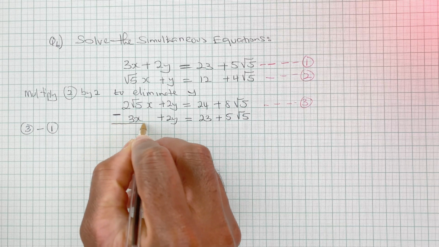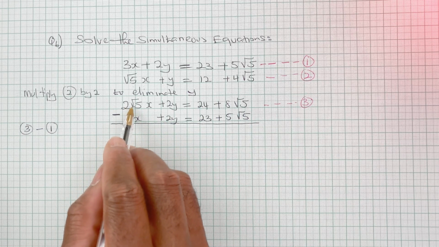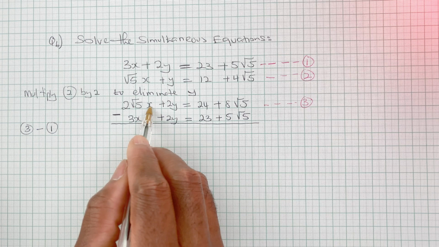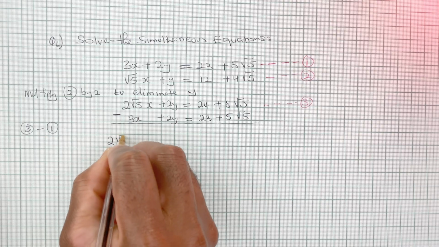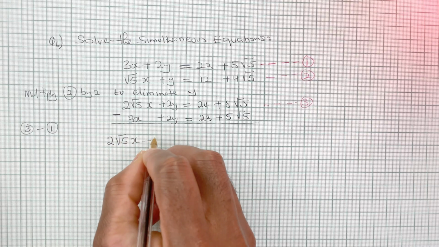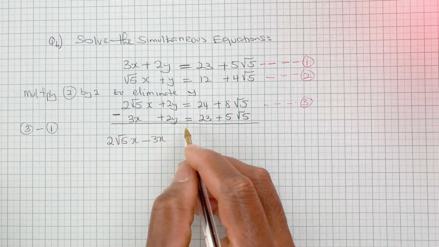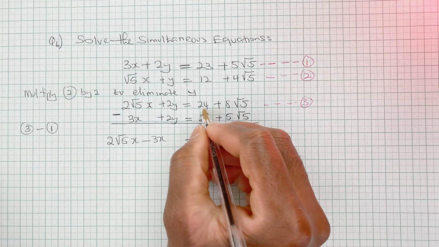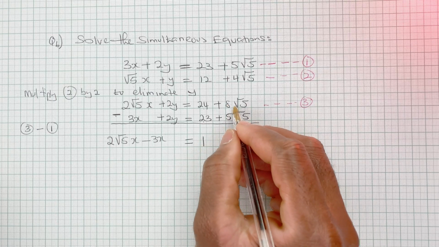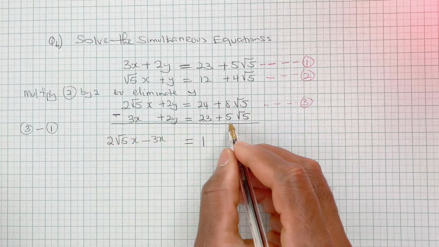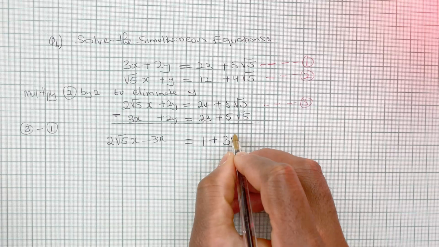And so I'll draw a line. I'm going to say 2 root 5x minus 3x. So that will be 2 root 5x minus 3x. 2y minus 2y is 0. And that will be equal to 24 minus 23, so that will be 1. 8 root 5 minus 3 root 5, that will be plus 3 root 5.